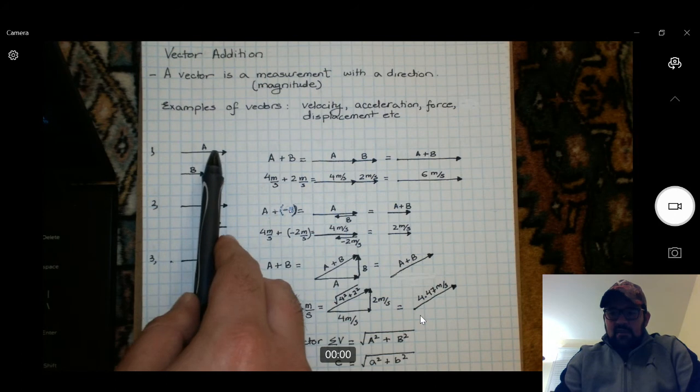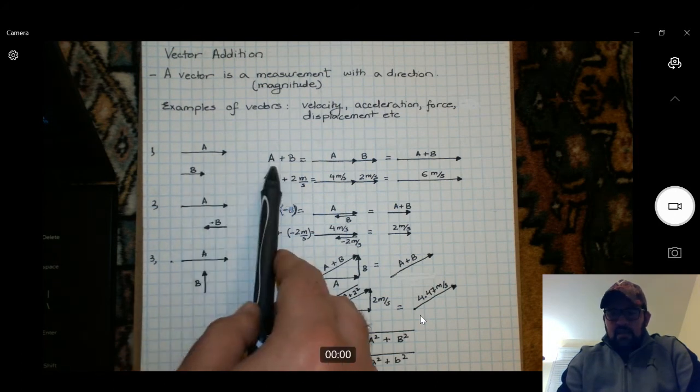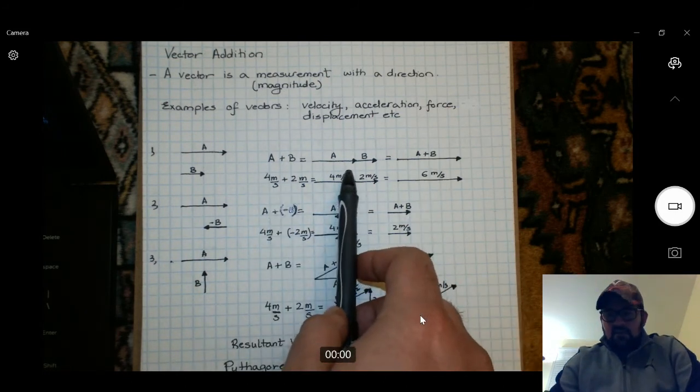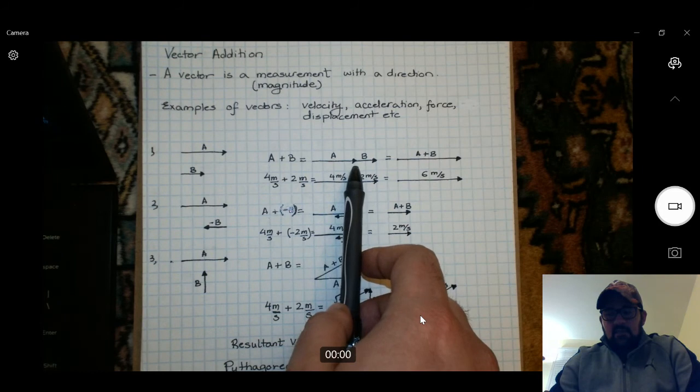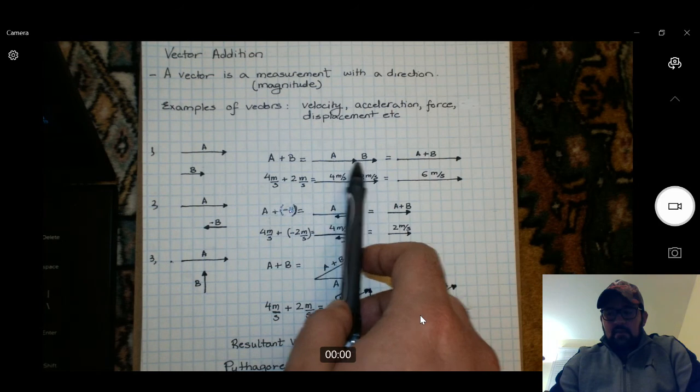So if I have two vectors, vector A pointing to the right and vector B pointing to the right, and I'm asked to add the two vectors, I have to follow the rules of vector addition. The first rule of vector addition is that you can pick up and move vectors. You cannot change their direction and you cannot change their size, meaning you cannot change their measurement, but you can pick them up and you can reposition them.